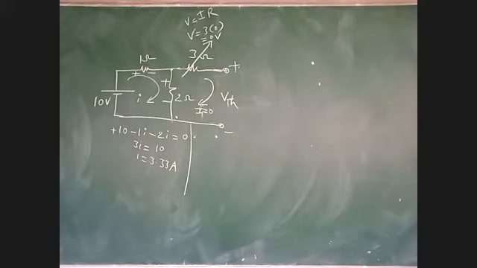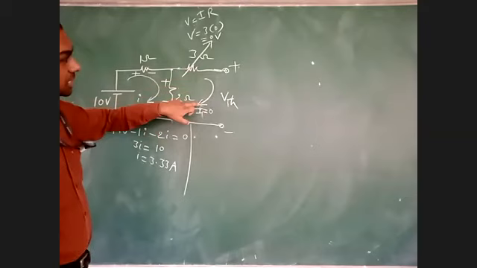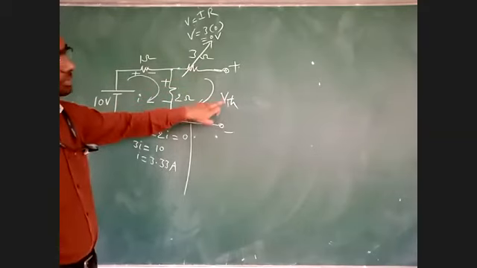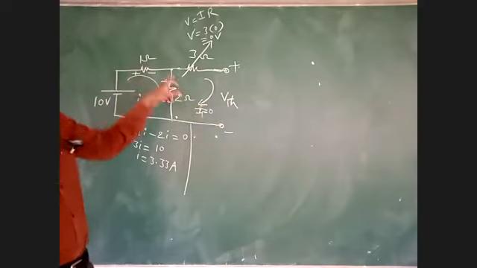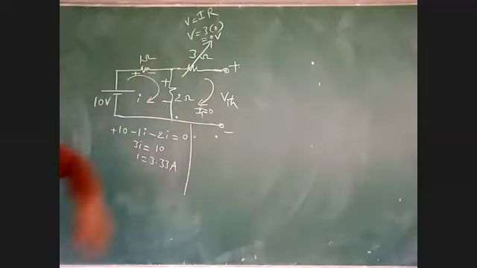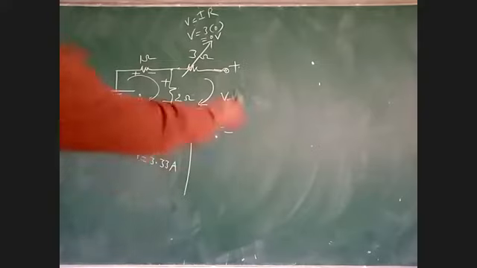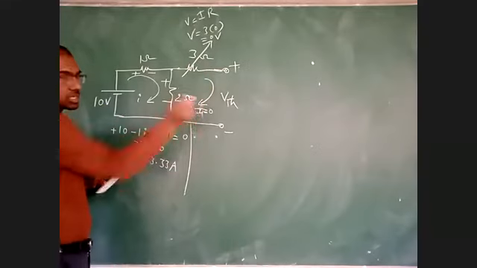In which loop are we taking this reference direction? Where there is VTH, where VTH is present. VTH is here, which means here we will take the reference direction. For determining VTH, take one reference direction in the loop where VTH is present. Now I will write this equation by considering this reference direction. This is not the current direction.